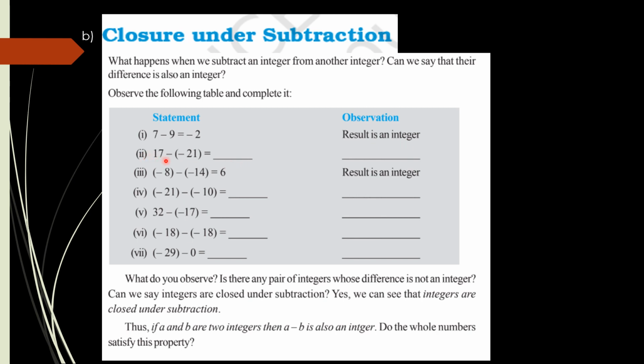Next one, 17 minus minus 21. Whenever a bracket comes, you have to remove it. So minus into minus is plus: 17 plus 21. You can write it like this, 17 plus 21. What is the answer? Just add yourself and check. Don't copy from the board, right? Just add yourself. So 7 plus 1, that is 8, and 2 plus 1, that is 3. The answer is 38. Is it an integer? Yes, we can say that 38 is an integer.